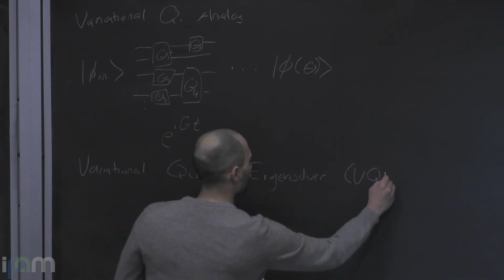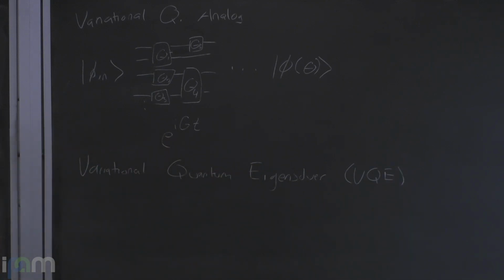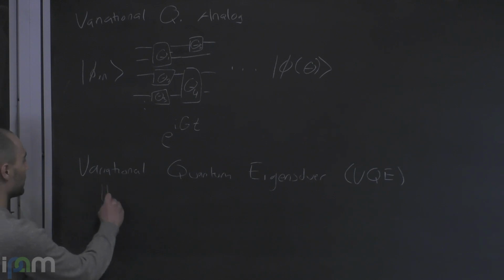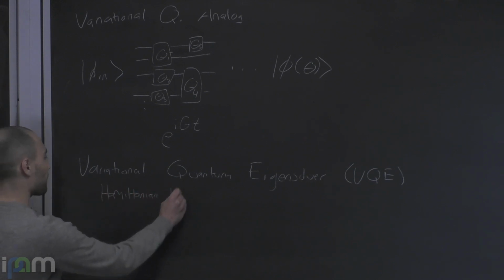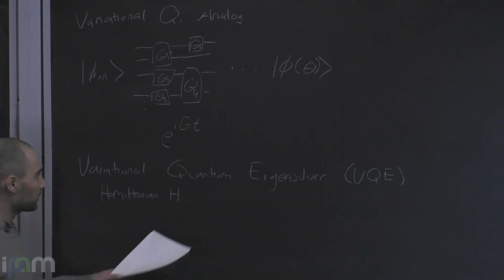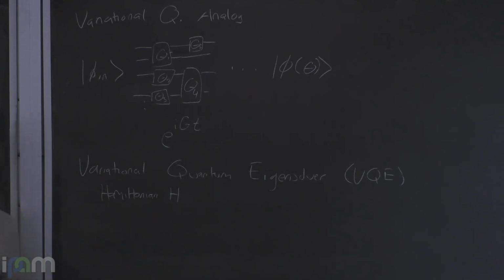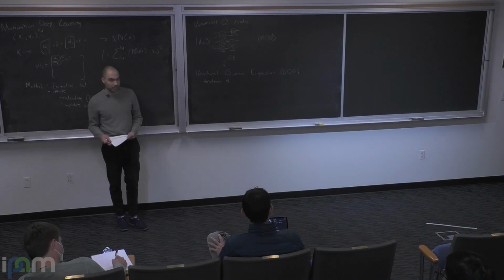And VQE is the acronym for this. You'll see this all over the literature. The idea here is you have some Hamiltonian H, and we want to find the ground state of H. A quantum computer gives us the ability to construct a state and measure the energy. So the basic idea is, we form some parameterized circuit that outputs a state which is a candidate for the ground state.